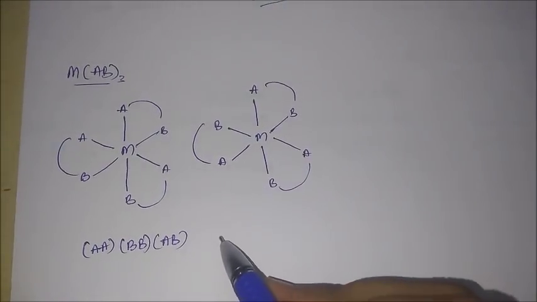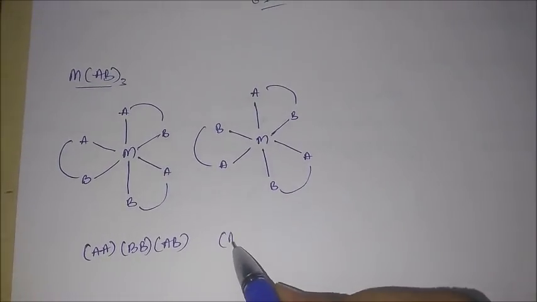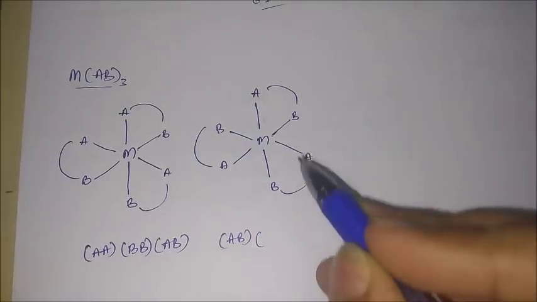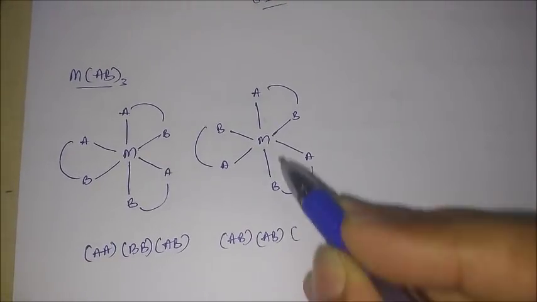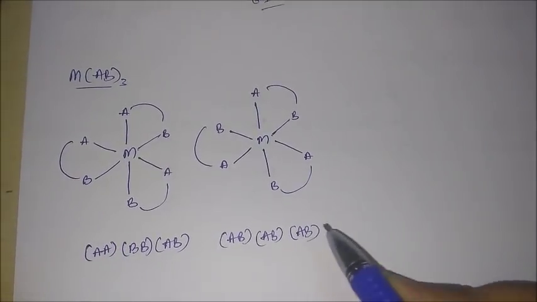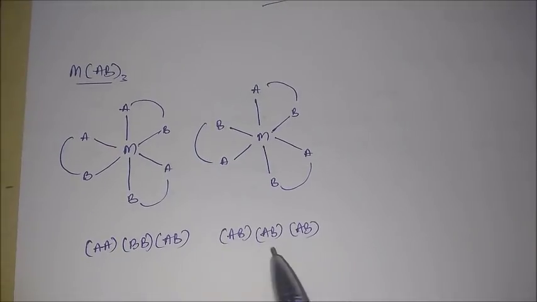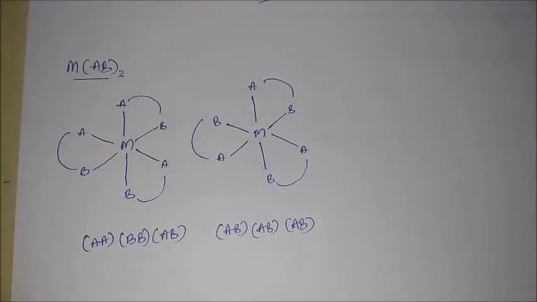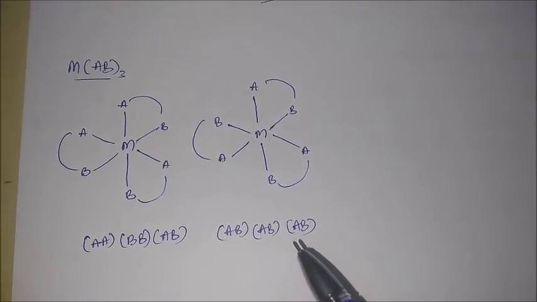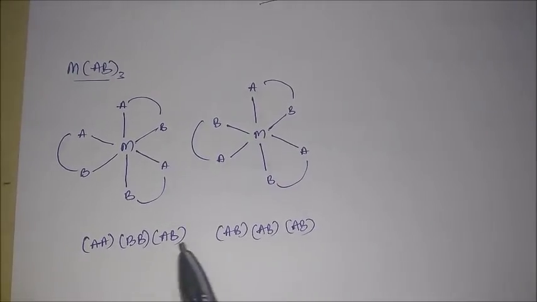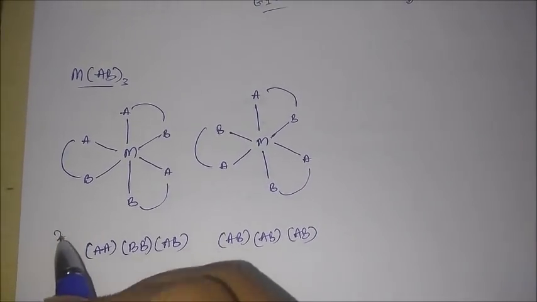And here if you see, you have AB, then AB and AB. So you have two possible combinations. Therefore, if I ask you how many geometrical isomers it will have, so two geometrical isomers.